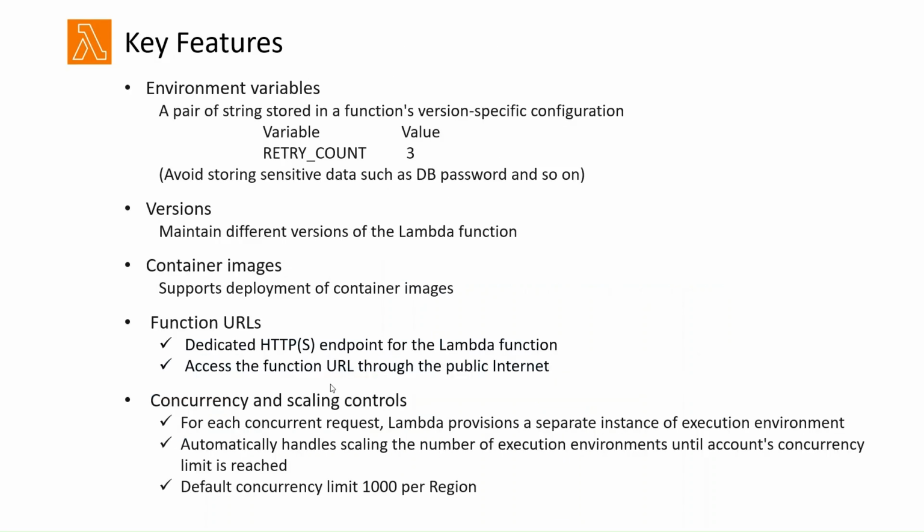Now, let's learn the key features of AWS Lambda. So, one of the most important key feature is the environment variables. The Lambda environment variables is like configuration parameters for an application. We can use it to adjust the function's behavior without updating the code. An environment variable is a pair of strings that is stored in a function version specific configuration.